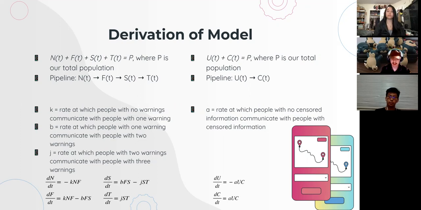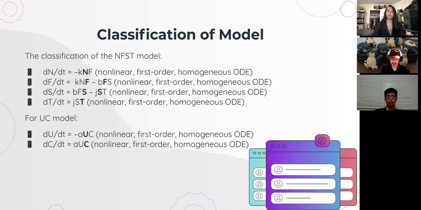On the right hand side, the UC group, we do the same thing for our UC model. We have U of t plus C of t equal to P. And our pipeline is basically the interaction between the uncensored group and the censored group. At the very bottom, in the derivatives, we have this a parameter. A is the rate at which people with no censored information communicate with people with censored information. dU/dt is negative because everyone is leaving the initial group. dC/dt is positive because everyone is going to end up in this last group.